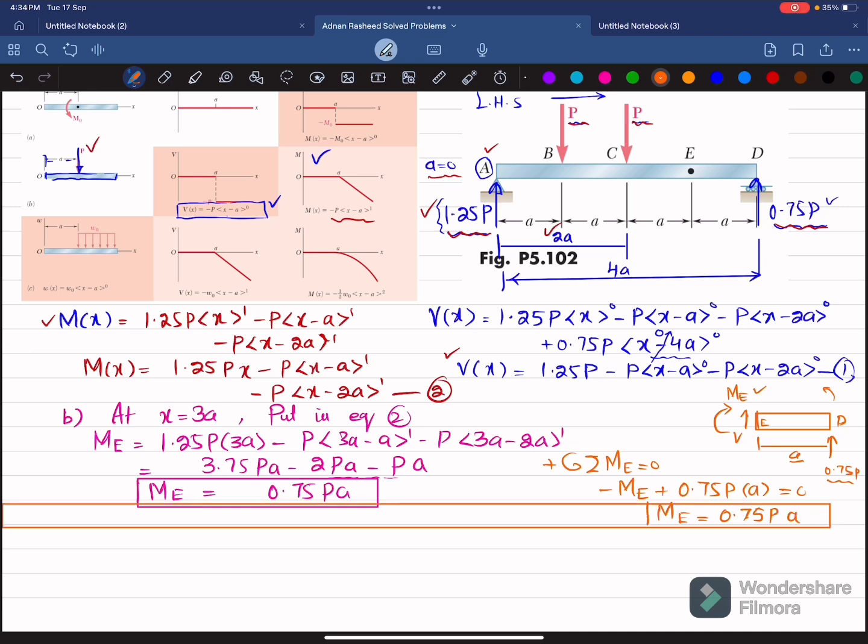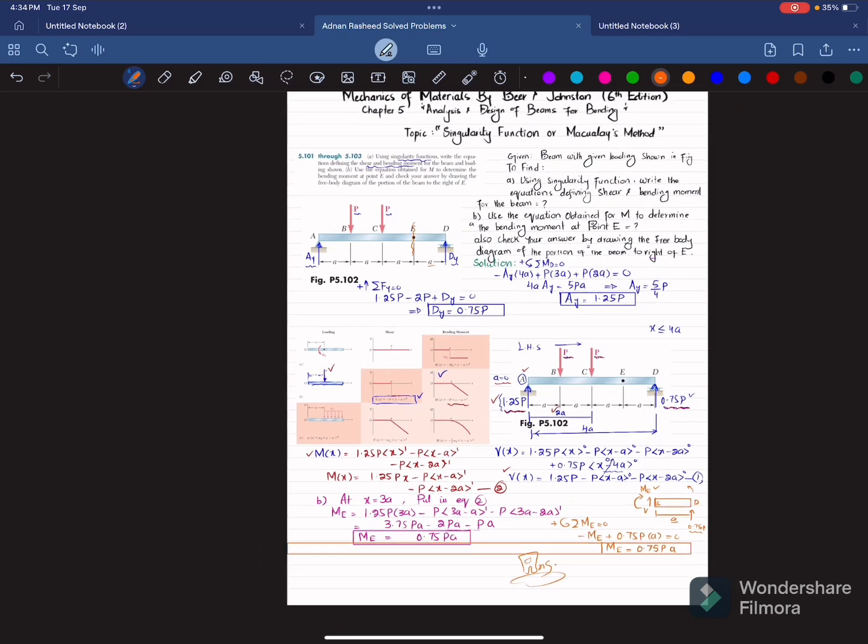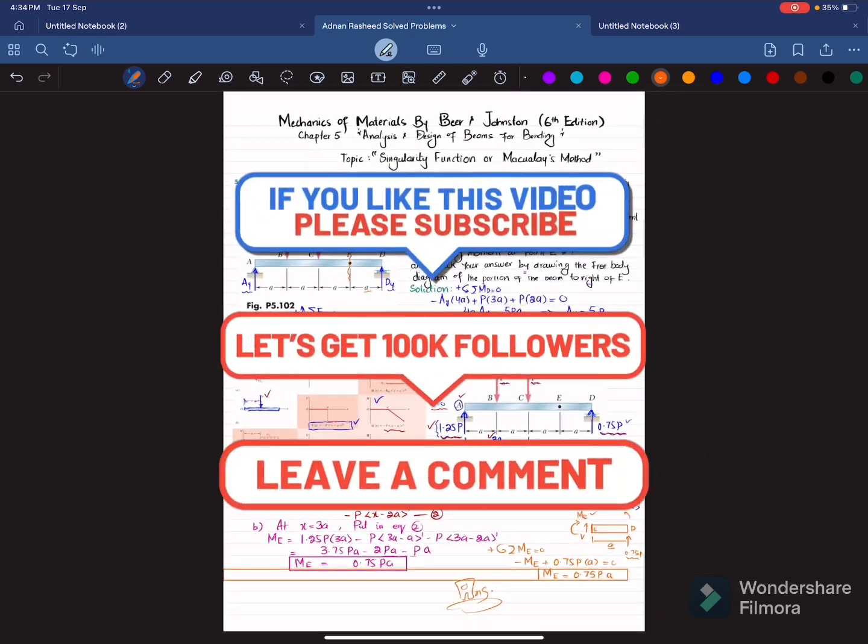Now you can compare this moment, which is obtained from the equation, with the moment which is obtained by taking the section to the right side of E. Both are the same. So it is verified that our required equation of shear force and bending moment is correct. And that was all about this problem 5.102.